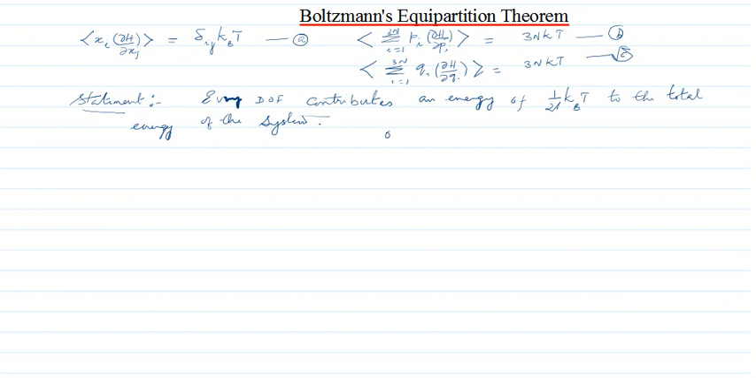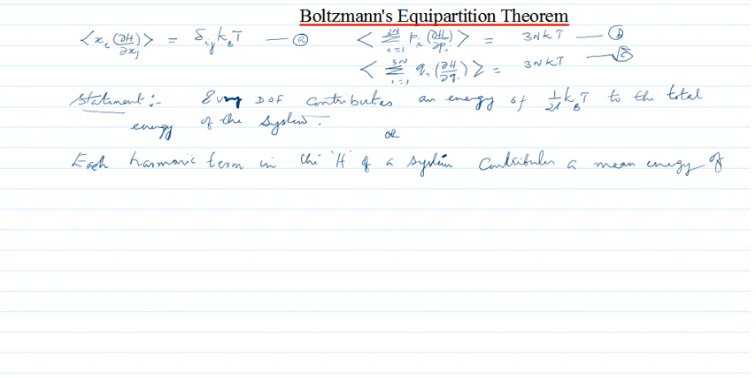So it states that each harmonic term, another way of stating the same thing. Remember, by harmonic term we mean terms which are quadratic in q's and p's. Each harmonic term in the Hamiltonian of a system contributes a mean energy of the same magnitude, half kBT, to the total energy of the system. So these are the two equivalent ways in which Boltzmann's equipartition theorem, or in general the equipartition theorem, is stated.